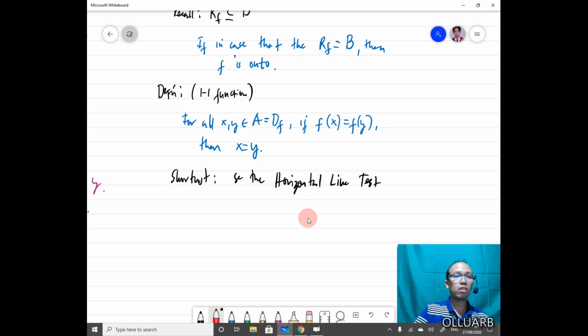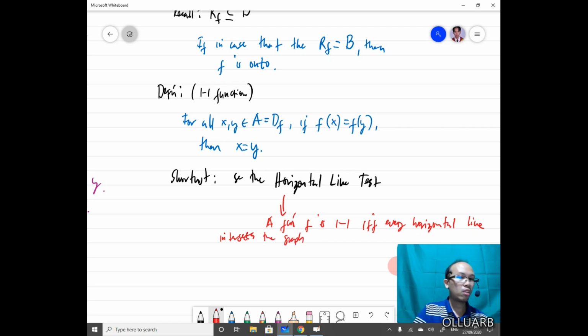So let's define this. The horizontal line test is defined this way: a function f is one-to-one if and only if every horizontal line intersects the graph of the function at most once.